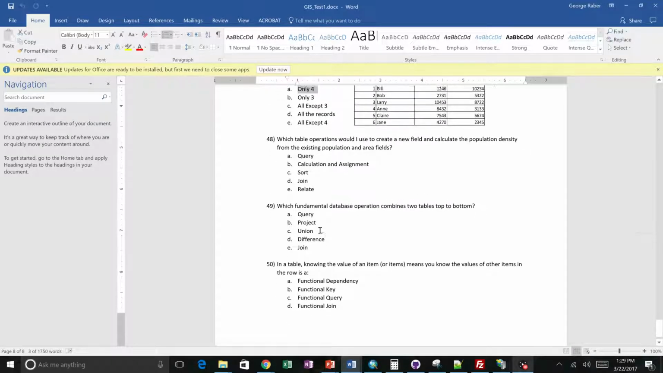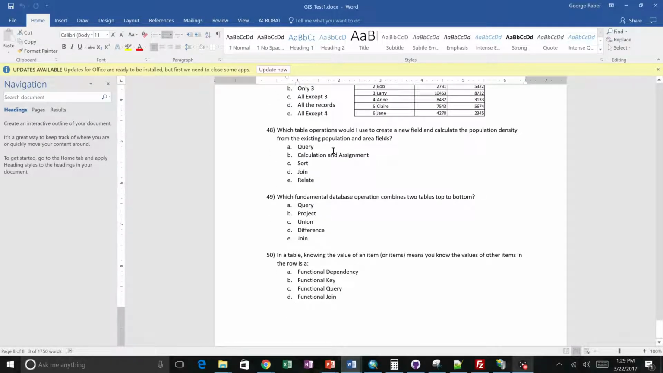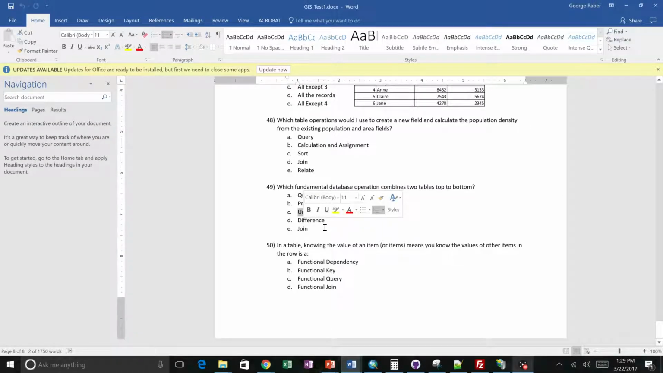is the correct answer. Which table operations will I use to create a new field and calculate the population density from existing population and area fields? That's calculation and assignment. In other words, I create a new field and then calculate a value based on an existing field. We discussed that, and you practiced it several times in the lab. Which fundamental database operation combines 2 tables, top to bottom? That is union. 2 tables side to side by a common key would be join.